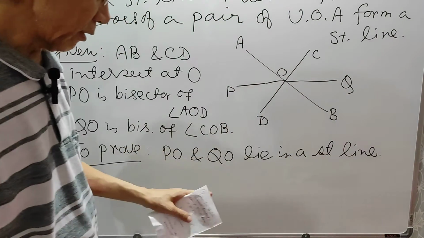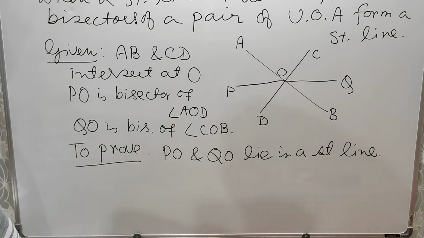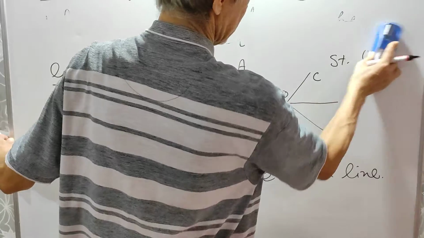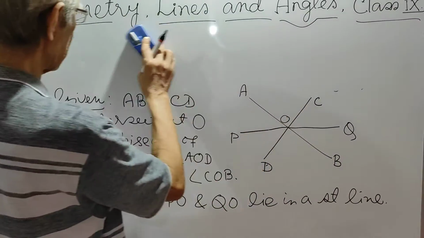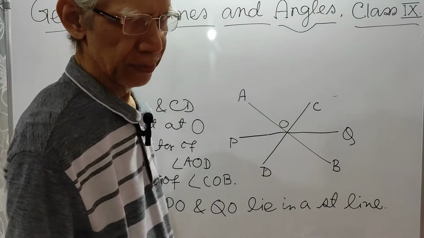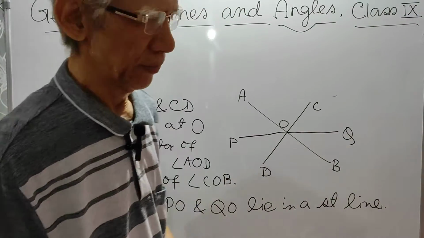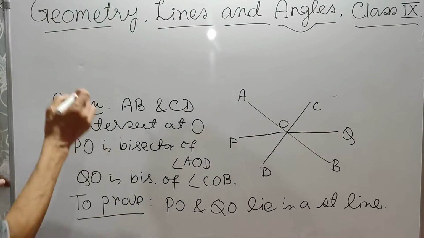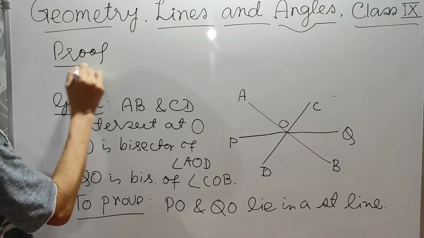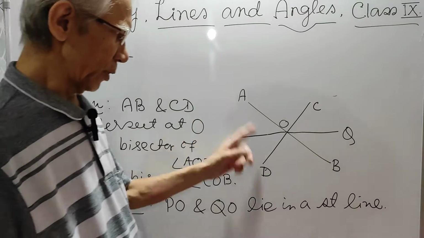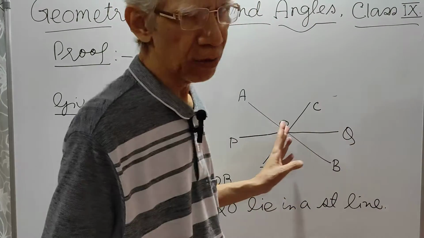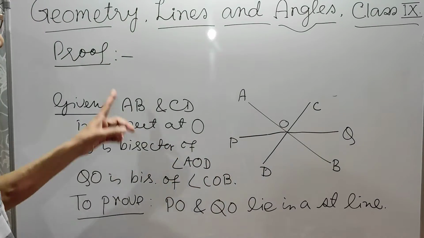All right, so now let us go to the proof, okay? I am trying to show you how you think, how you have to think, how you have to write. Okay, so learn the method. Now we come to the proof. For some geometry questions like this, you need to do construction, but for this one no construction is necessary. So we'll go directly to the proof.